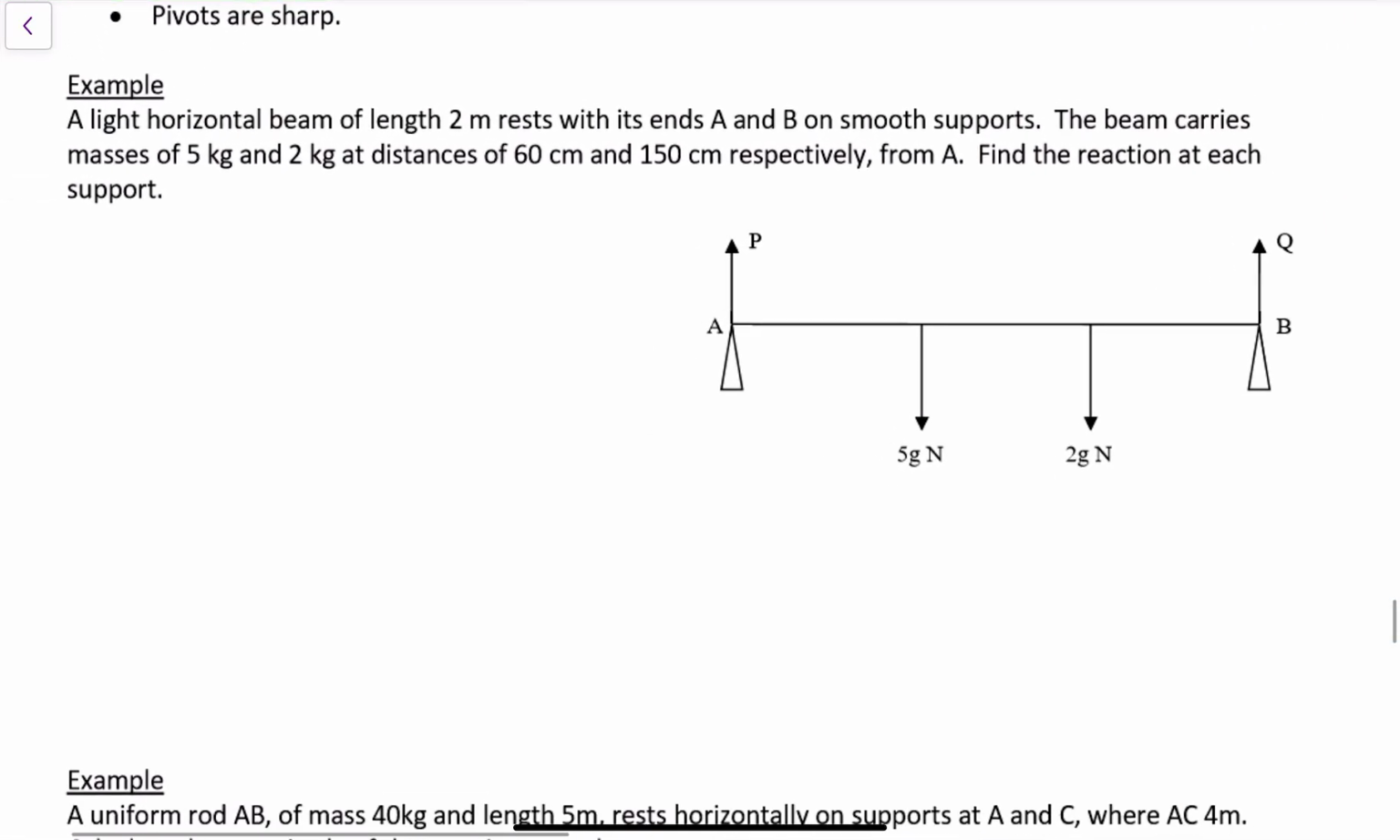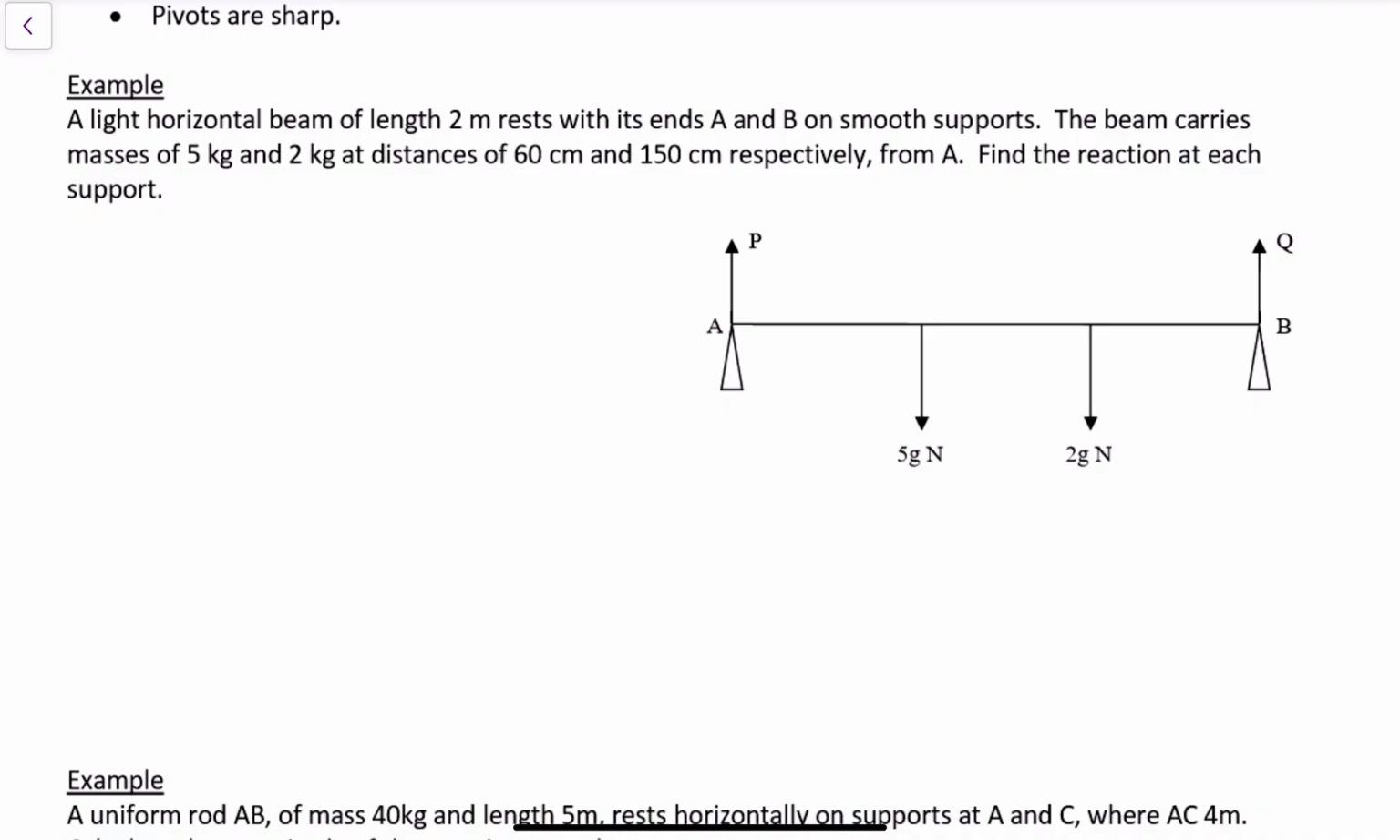Okay, first example, let's get into these quickly. The first example says a light horizontal beam of length 2 meters rests with its ends A and B on smooth supports. The beam carries masses of 5 kilograms and 2 kilograms at a distance of 60 centimeters and 150 centimeters respectively from A. Find the reaction at each. So the whole thing is 2 meters.